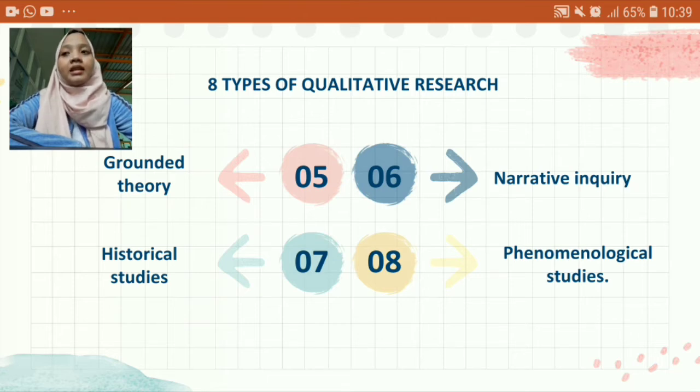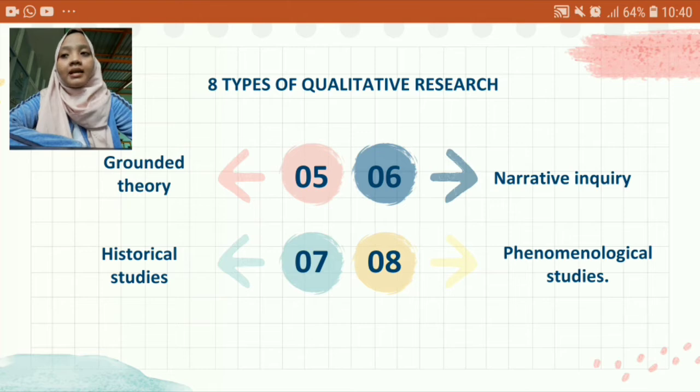Historical study analyzes documents and artifacts and uses interviews with eyewitnesses to gain insight into past events. Data collection methods: interview, observation, and document review. Narrative inquiry examines the stories people tell about their lives and constructs a narrative analysis of those stories. Data collection method: observation.